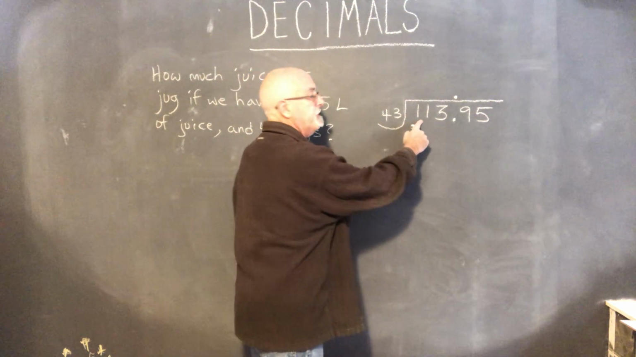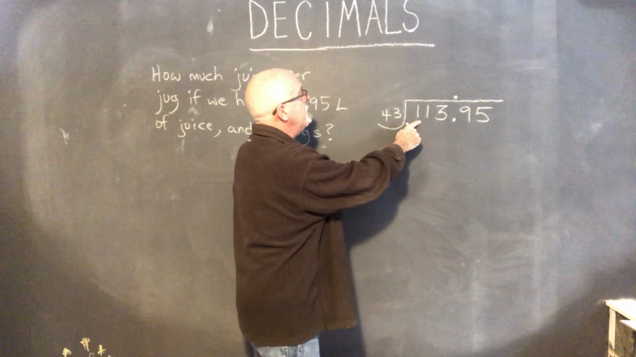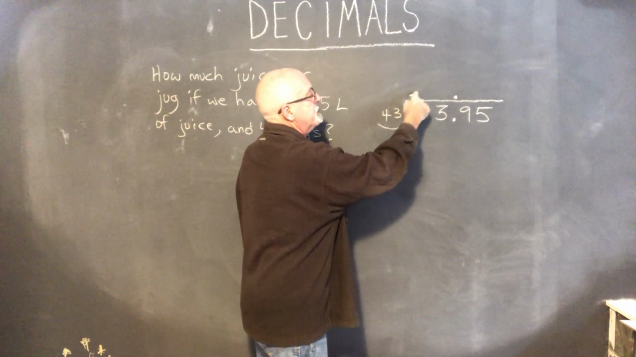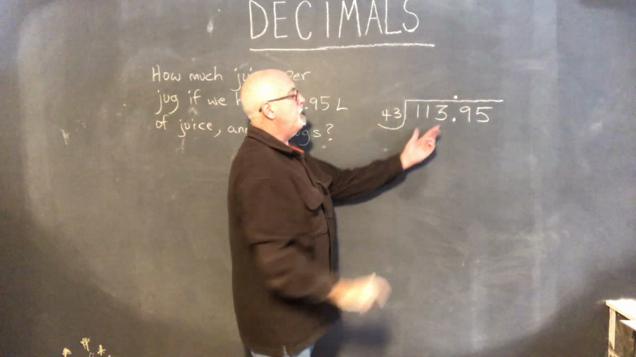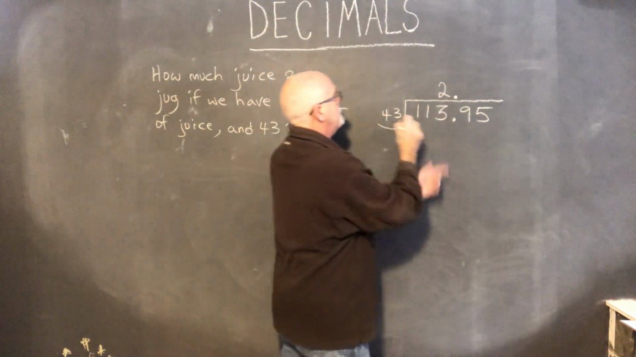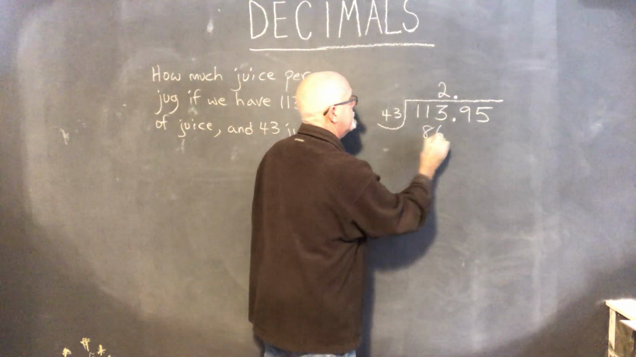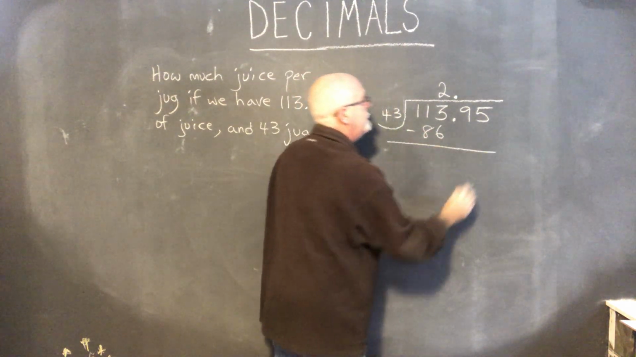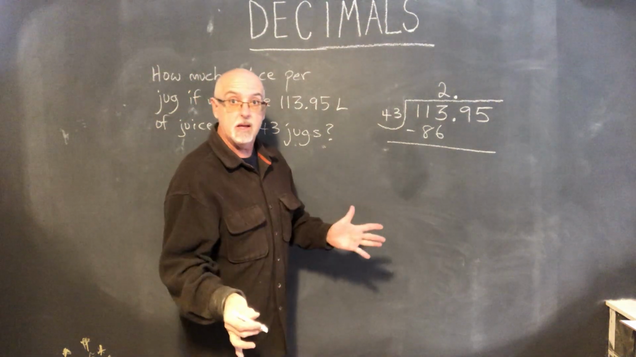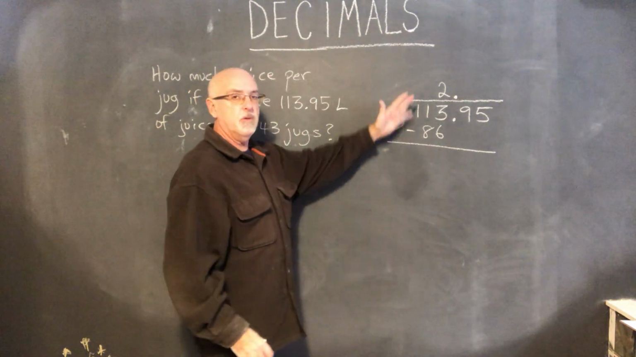Okay, 43 doesn't fit into 1. No kidding. 43 does not fit into 11 either, so I'm not writing digits here or here. But 43 will fit into 113, I believe, 2 times. 2 times 43 is 86. Then we subtract. Now, I'm not showing all my steps with the subtraction. I admit it. Subtracting decimals is a thing that we were covering not that long ago, but I'm trying to go quickly.